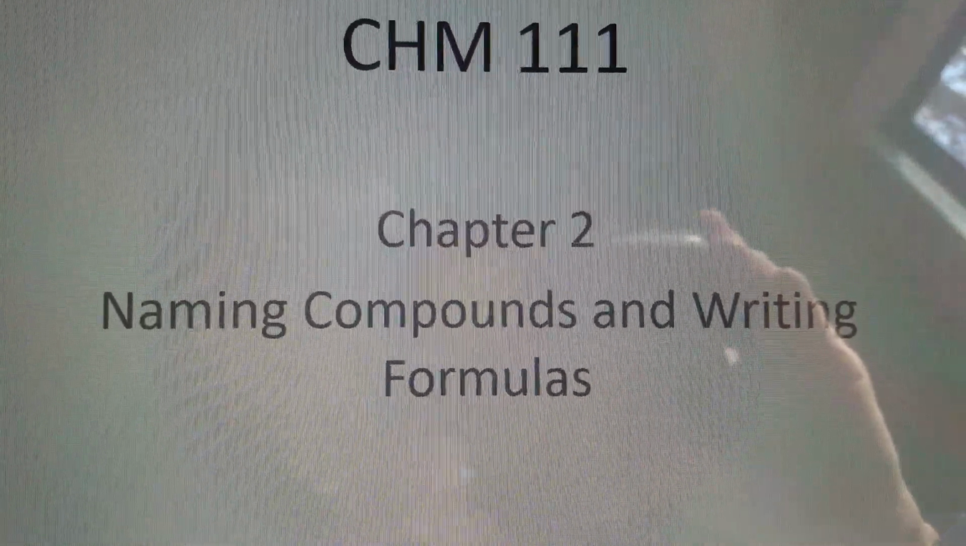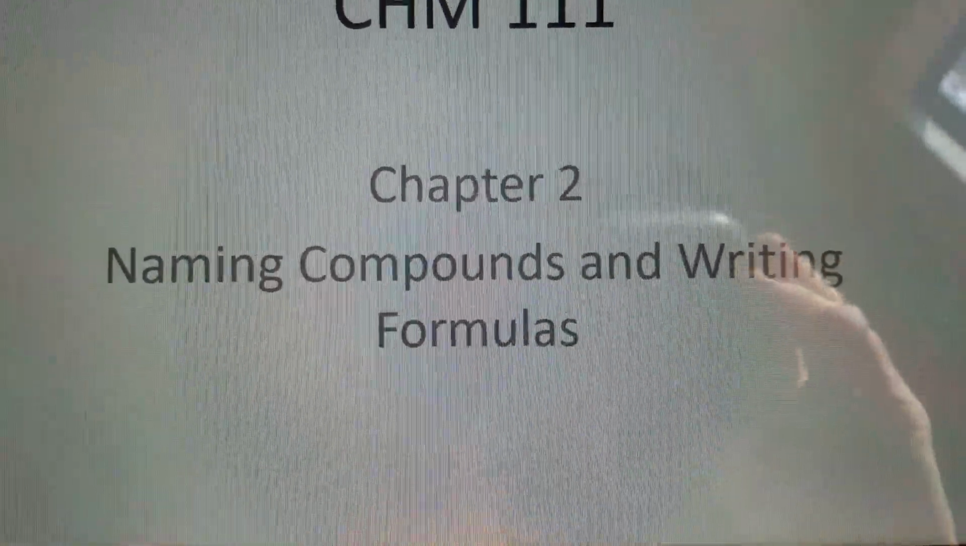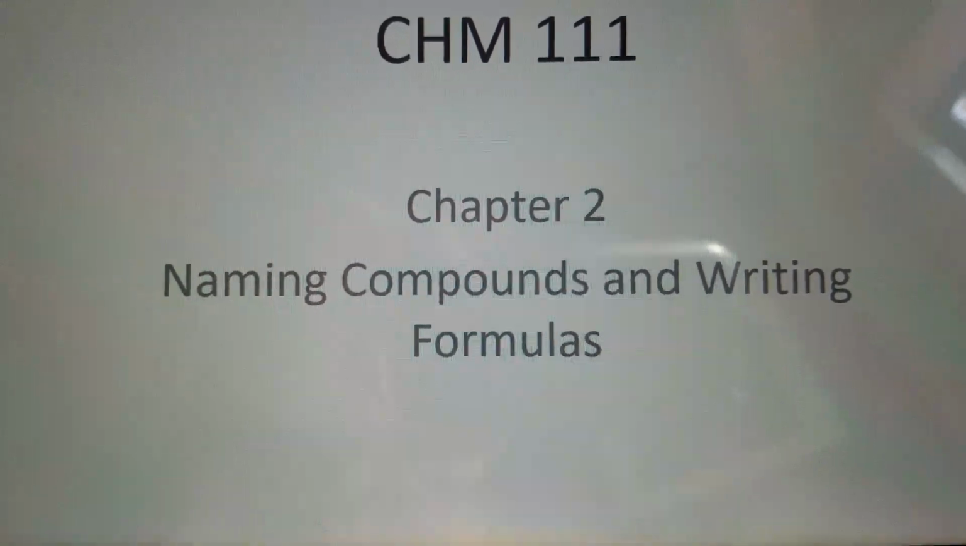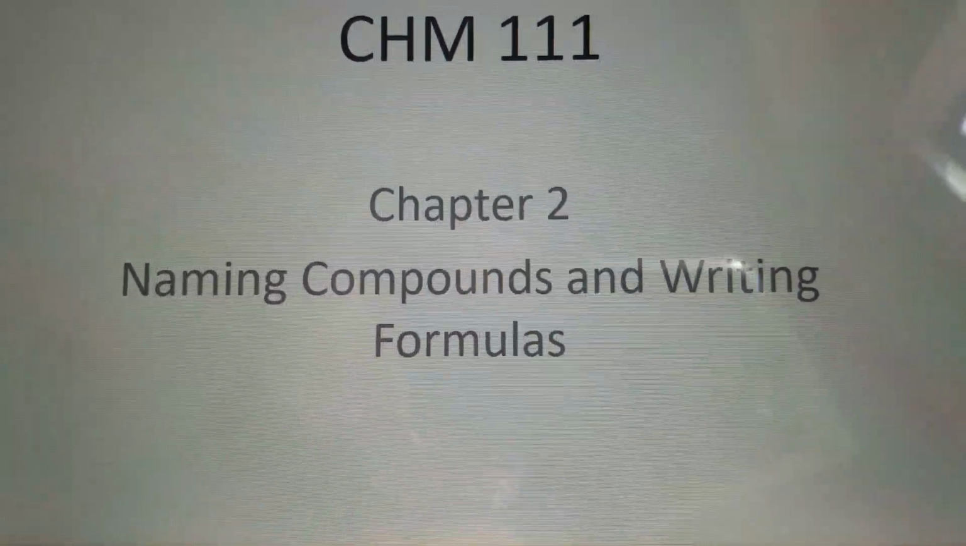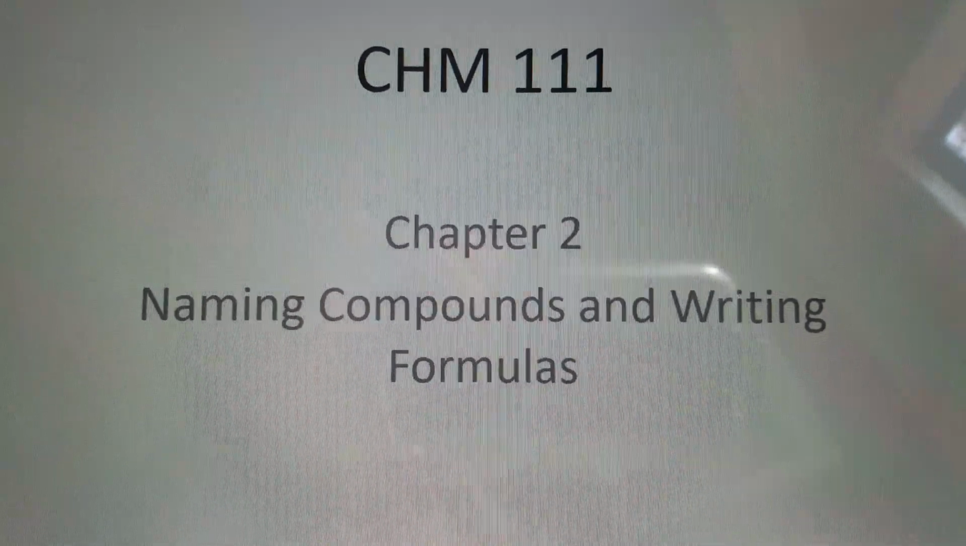Today we're going to learn how to name compounds and write formulas. There are four actual types of compounds that we're going to learn how to name and write formulas for, but today we're going to focus on ionic compounds and possibly covalent compounds.